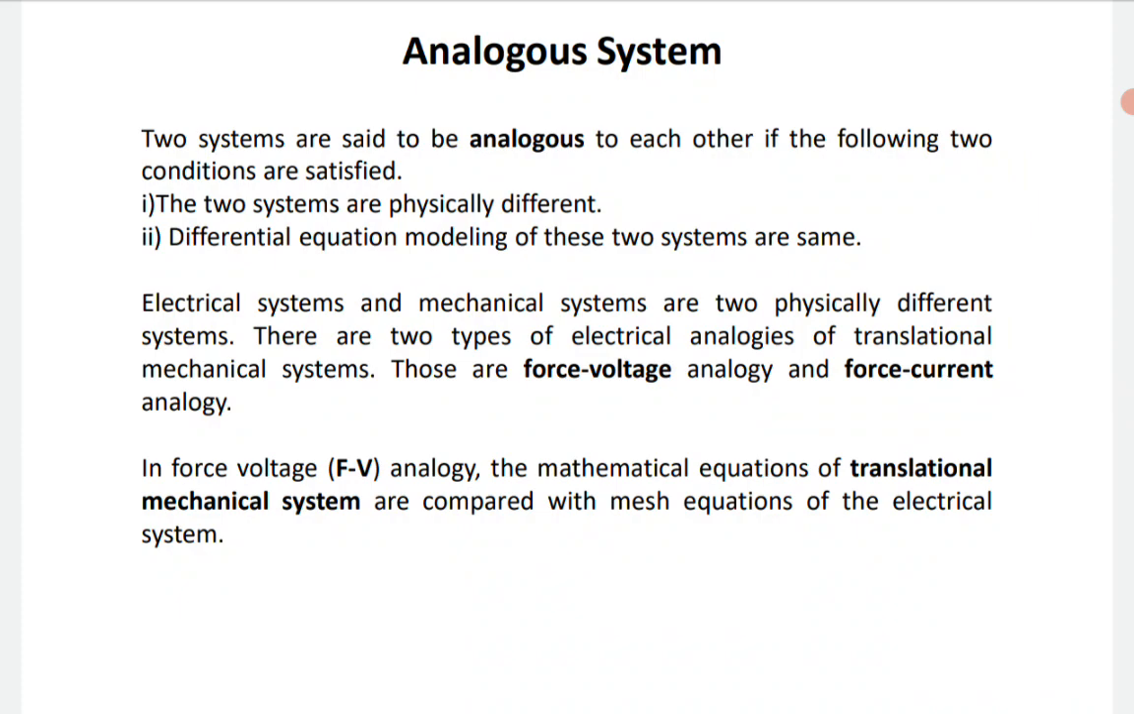There are two types of electrical analogies of translational mechanical systems. Those are the force voltage analogy, which can be denoted by FV analogy, and the force current analogy. In the FV analogy, that is the force voltage analogy, the mathematical equations of the translational mechanical system are compared with the mesh equations of the electrical system.